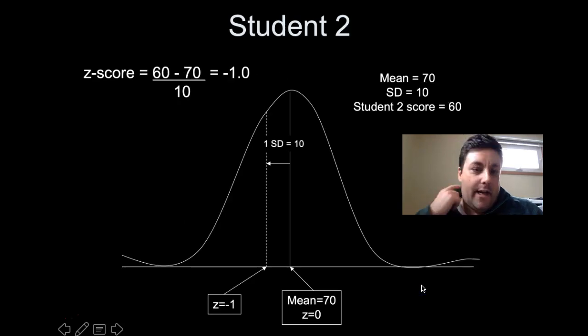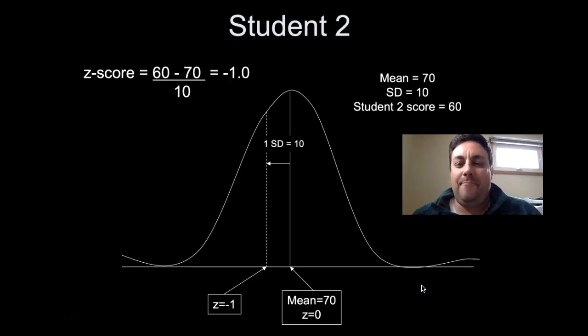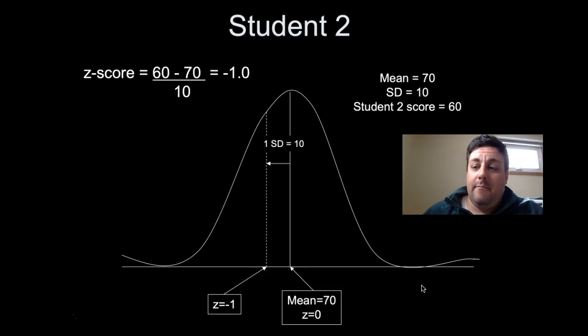Student number 2, on the other hand, is sad about her score, even though it's a 60. So again, the mean is 70 this time, same standard deviation of 10, and her score, same score of 60. We take 60, we subtract 70 from it, we get minus 10, and then we divide that by 10. Now we get a z-score of -1, right? So what does the negative tell us? That means it falls below the mean, and the 1 gives us an idea of how far away from the mean it is.